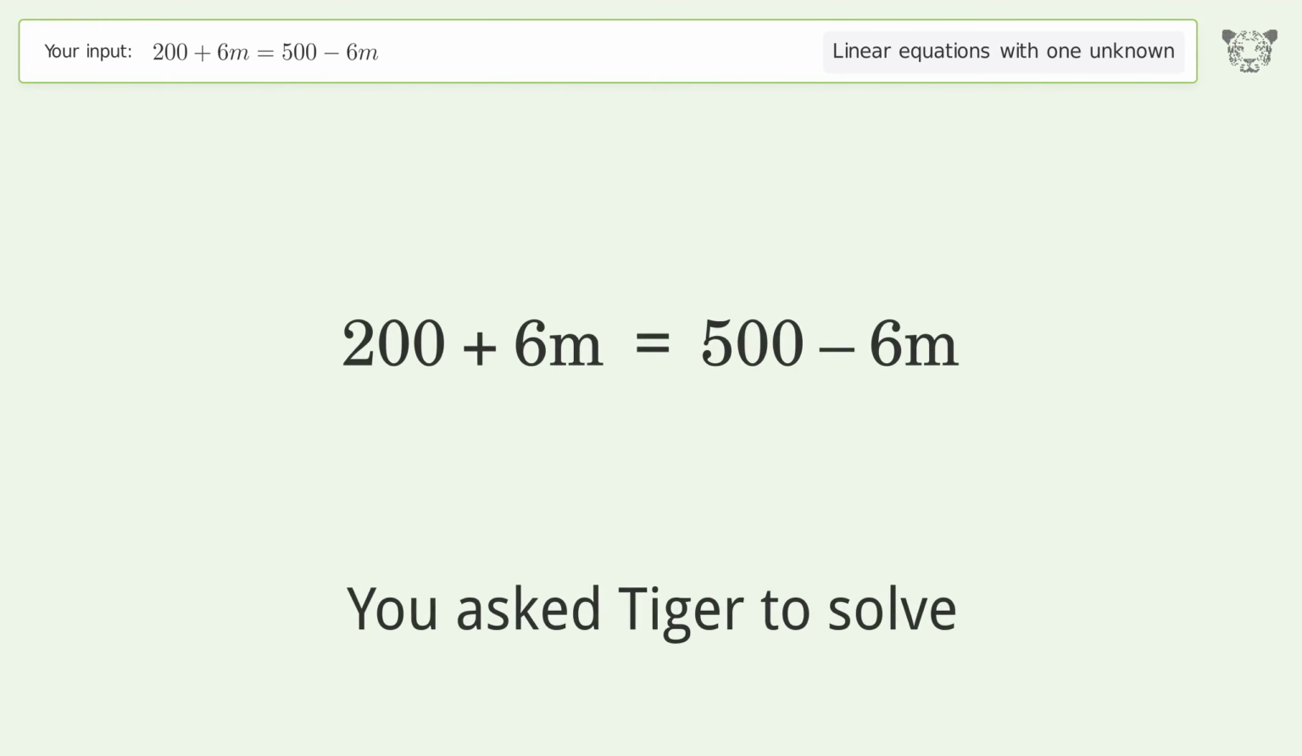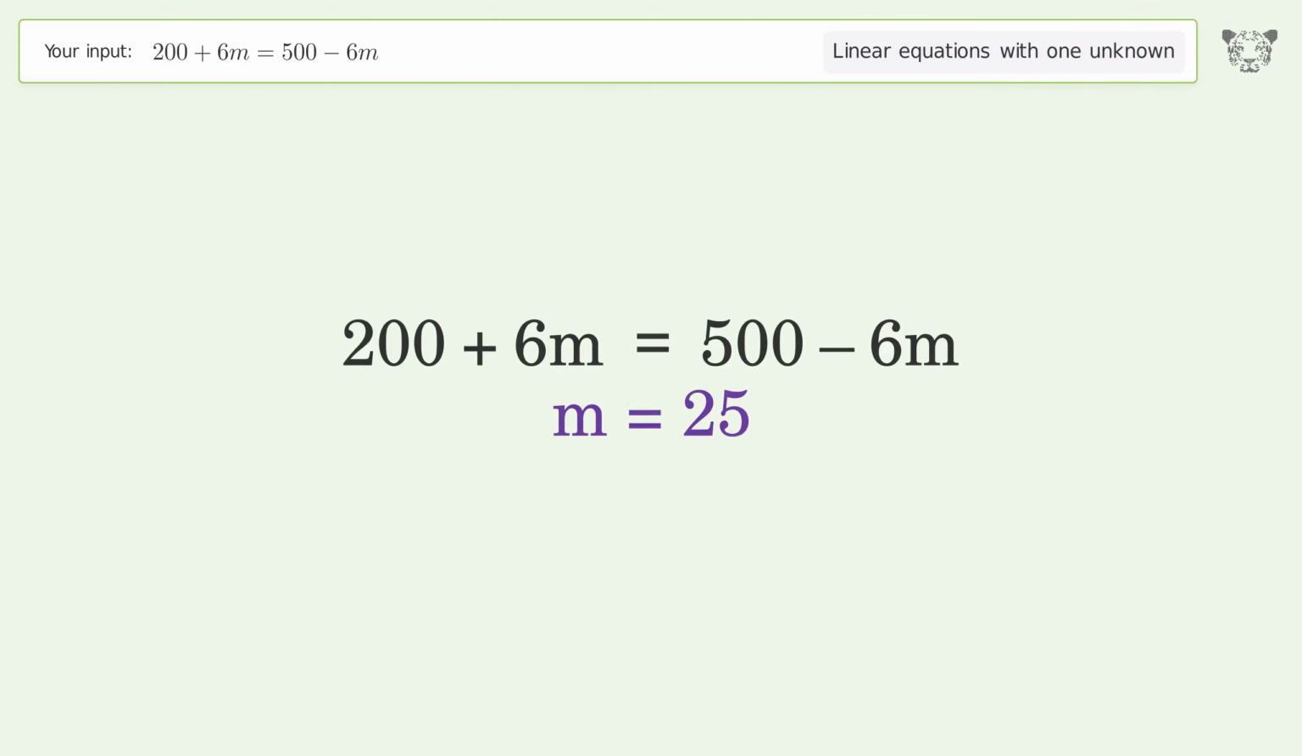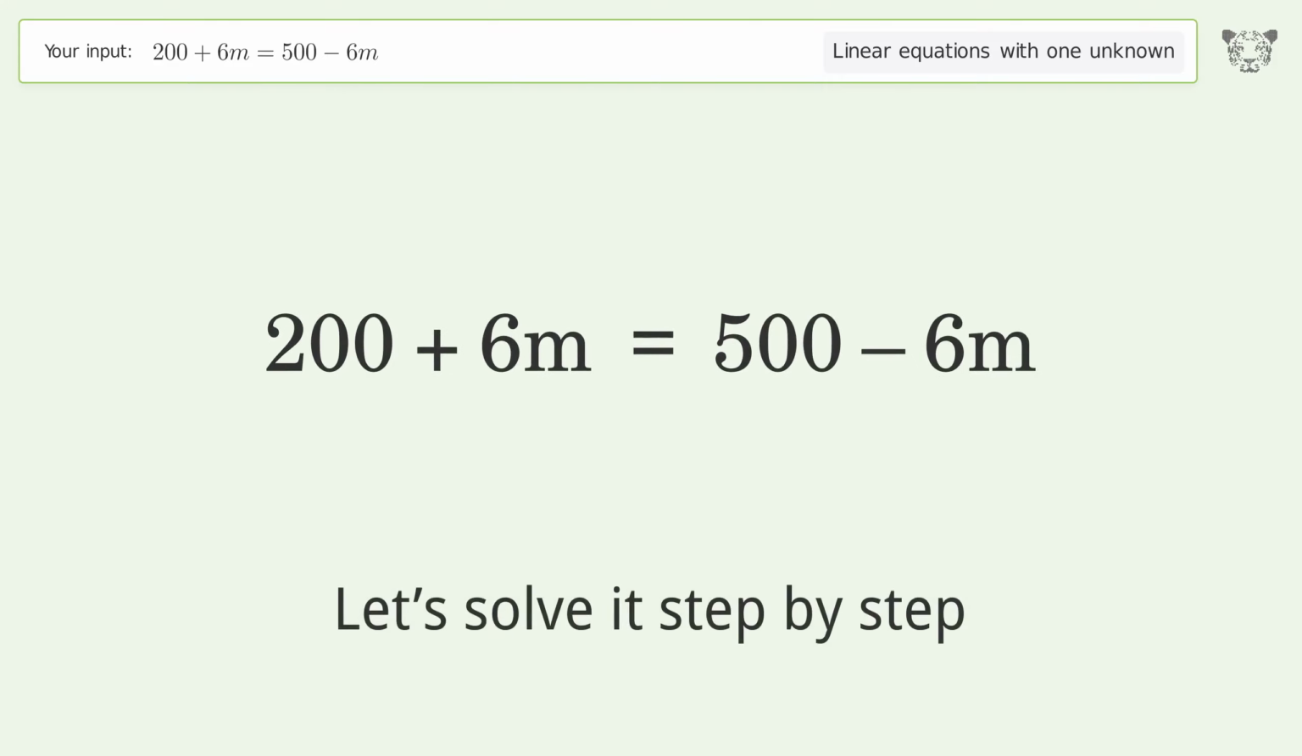You asked Tiger to solve this. This deals with linear equations with one unknown. The final result is m equals 25. Let's solve it step by step.